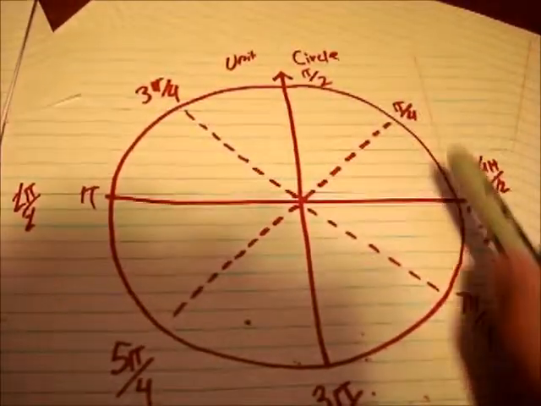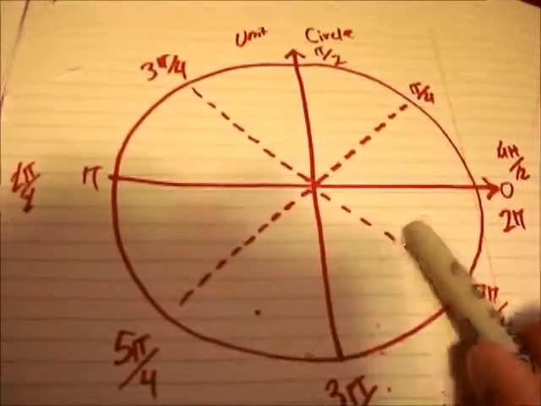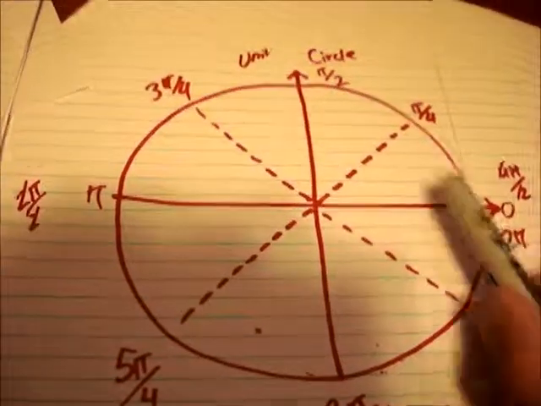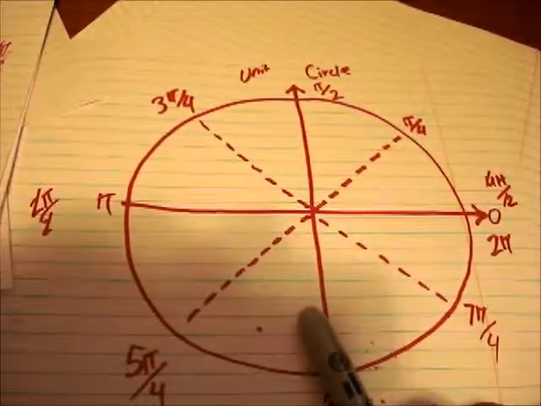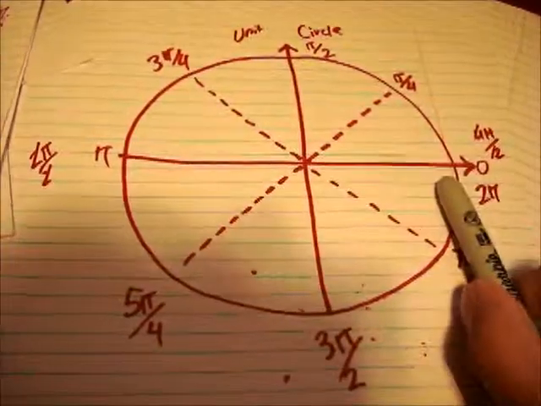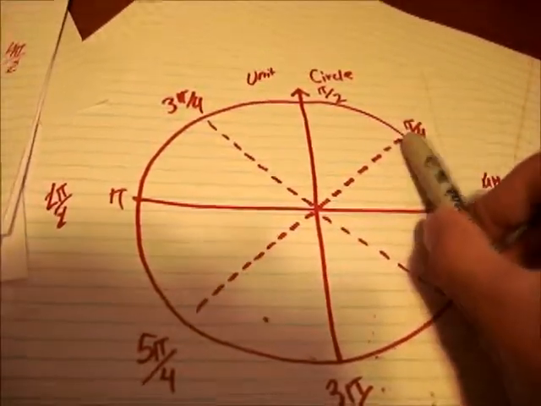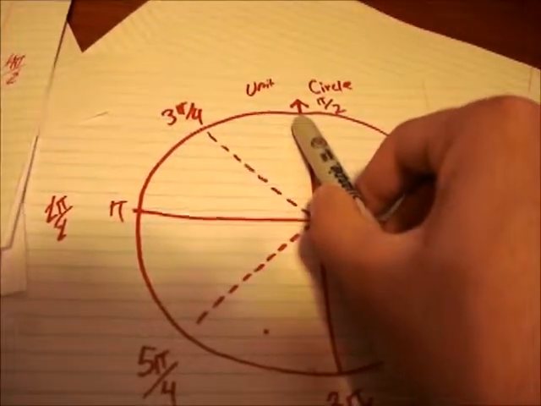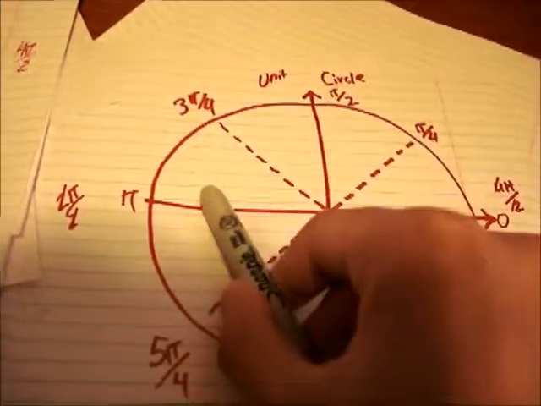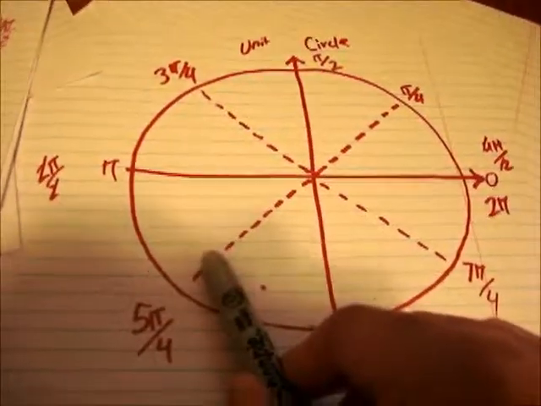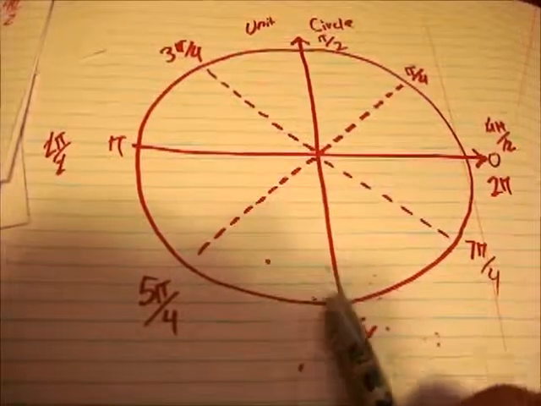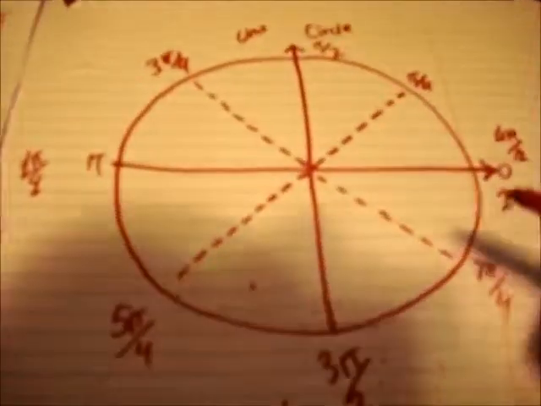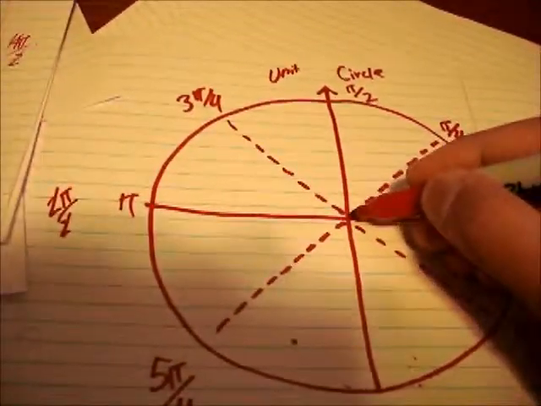So now you guys know how to find all this, right? 0 and then pi over 2, 2 pi over 2, 3 pi over 2, and 4 pi over 2. Then we did pi over 4, 2 pi over 4, 3 pi over 4, 4 pi over 4, 5 pi over 4, 6 pi over 4, 7 pi over 4, and we skipped the parts that we already found. Now here's the harder part.